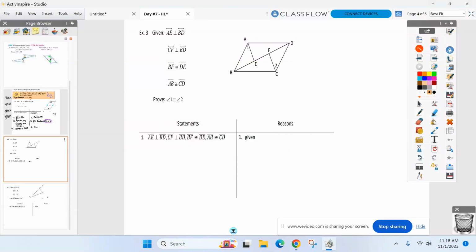All right, ready to go? Nice little break from the proof action. Go ahead and mark your diagram if you haven't already. Go ahead and mark it all up.